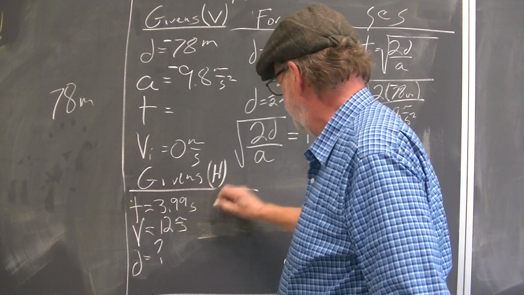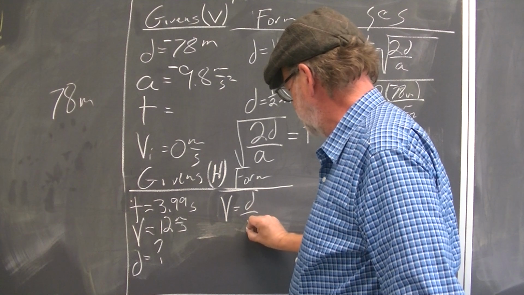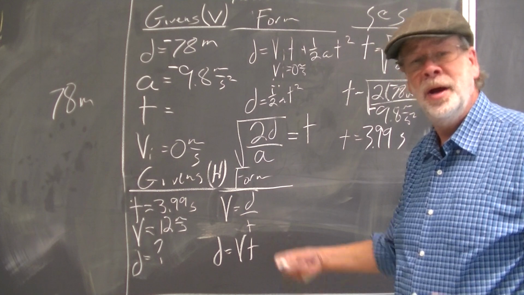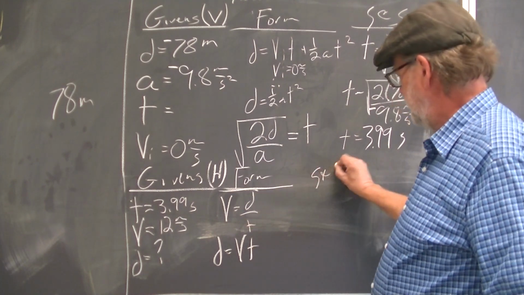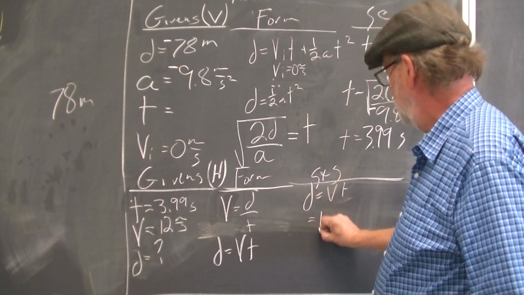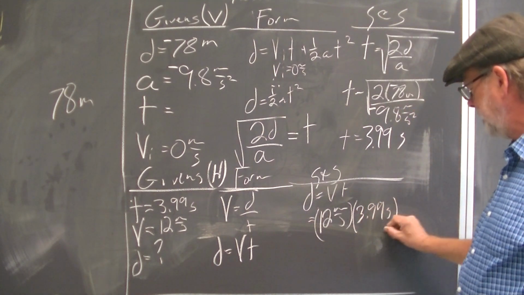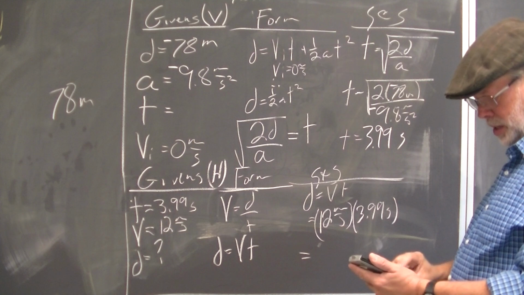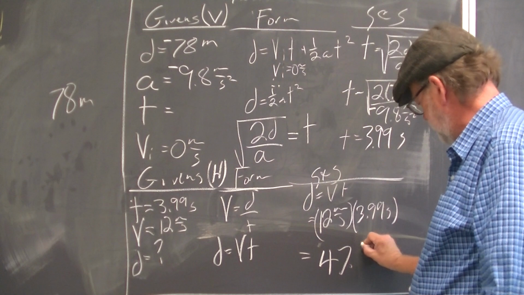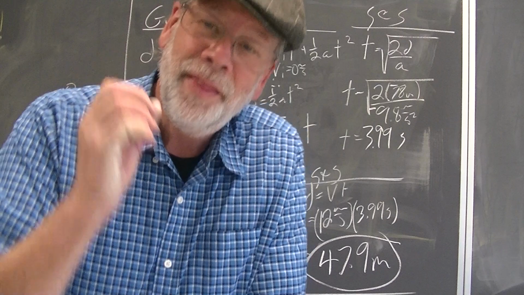So the formula then, velocity equals distance over time. Distance equals velocity times time. Again, I hope I'm not going too fast for you, but we've been over this. D equals v times t equals 12 meters per second times 3.99 seconds. What does all that equal? Times 12 equals 47.9 meters. Like we said, just about 48 meters. That's how you do a cliff problem.